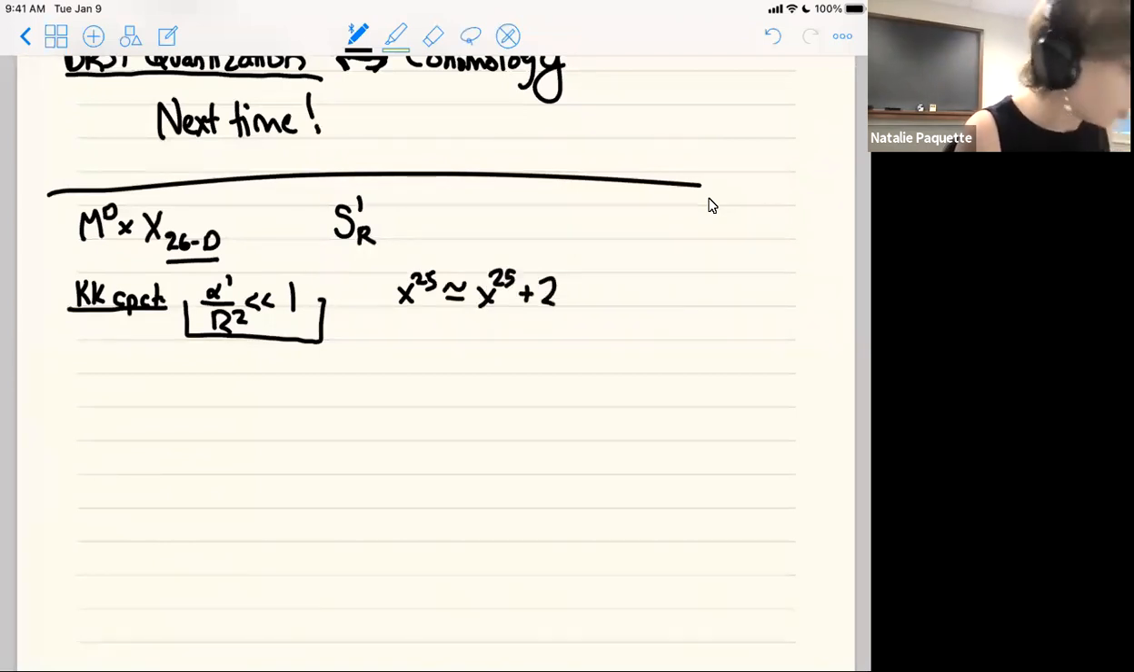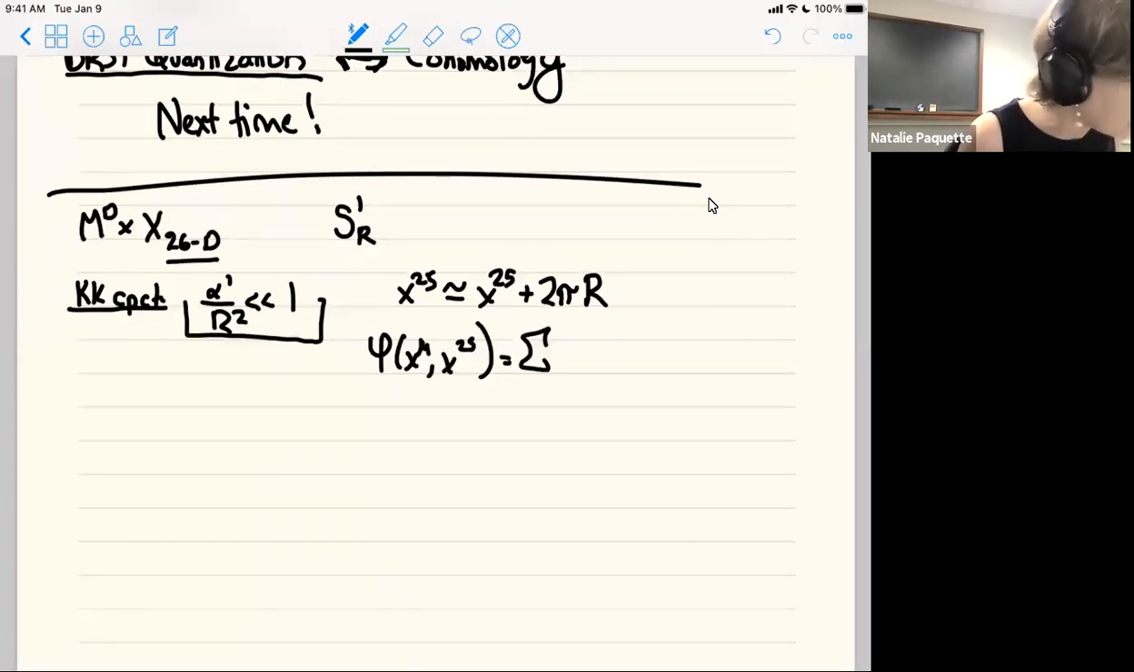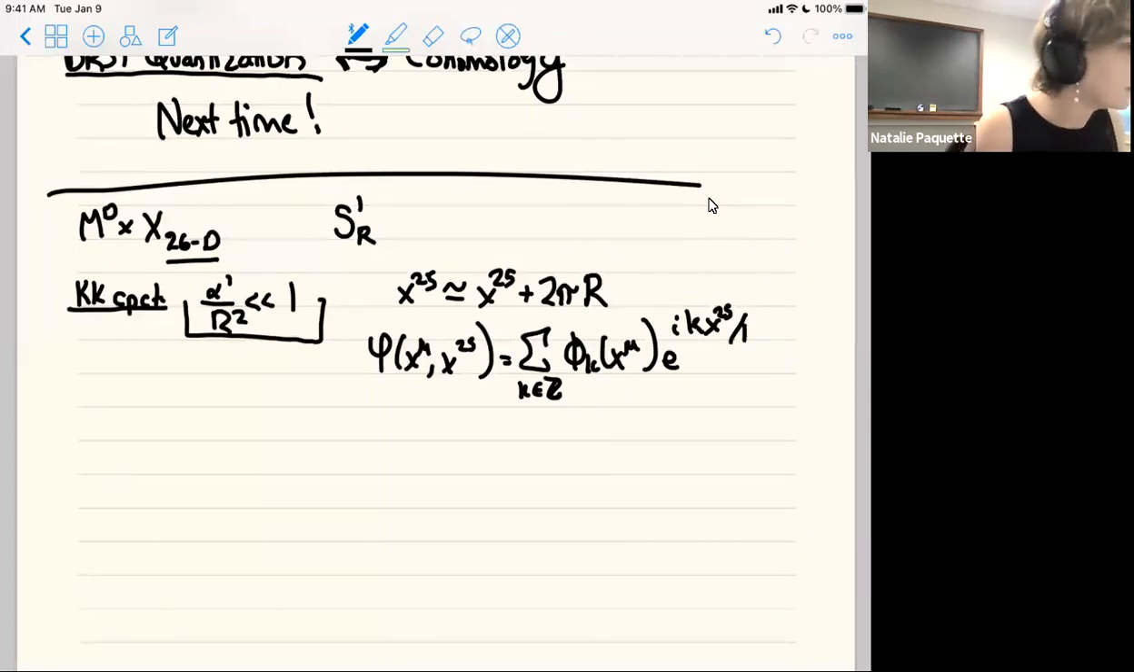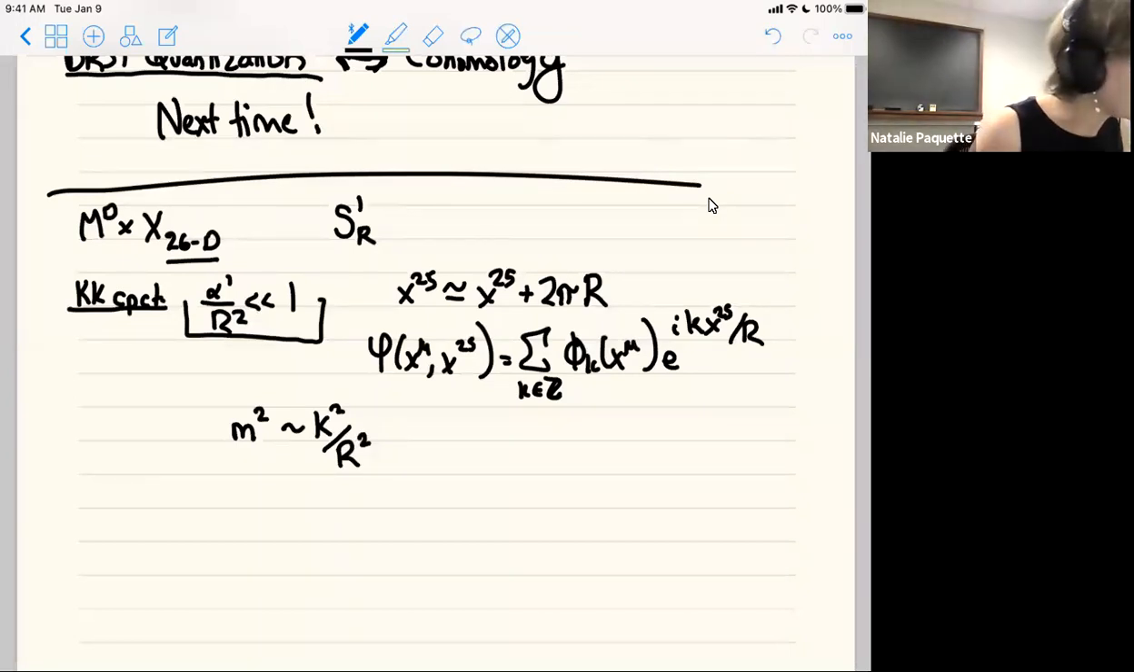You treat, say, one of our space-time coordinates, say the 25th one, as periodic with this identification, and you can expand the x25 dependence for all of our fields, some generic field phi, we can always expand it in Fourier modes. If we're just doing a KK compactification, you expand the field in Fourier modes and you plug it back into the action, you write everything out, and you find that you get an infinite tower of states, with masses that go like k squared, the momentum mode, over R squared.